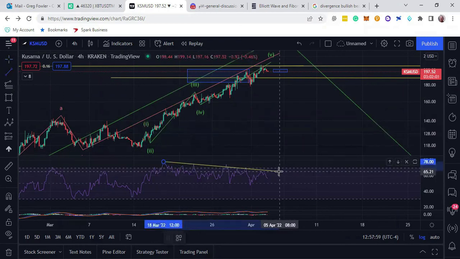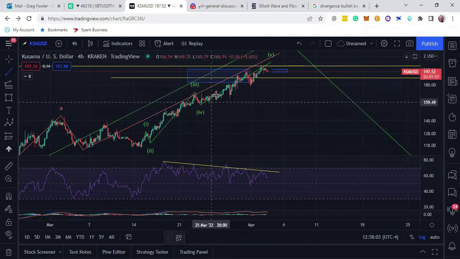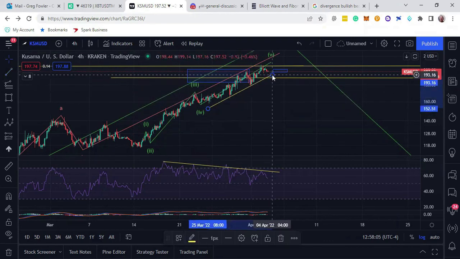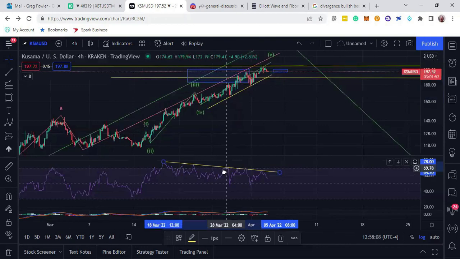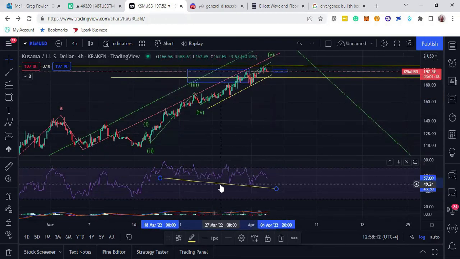It's losing momentum right there. And when it starts losing the momentum like that, you see the divergence in that area. Actually, it should be like this, but like that, just losing momentum. So it's coming to the end of that correction.